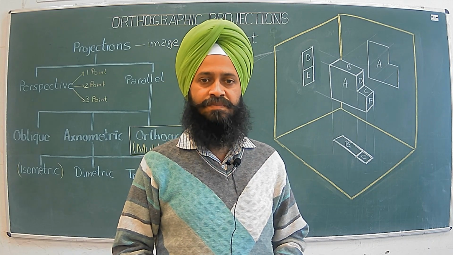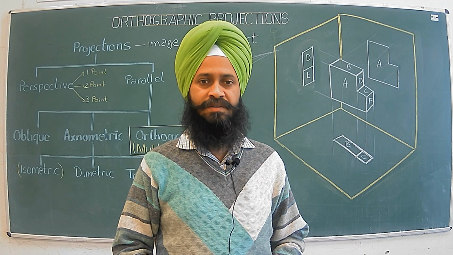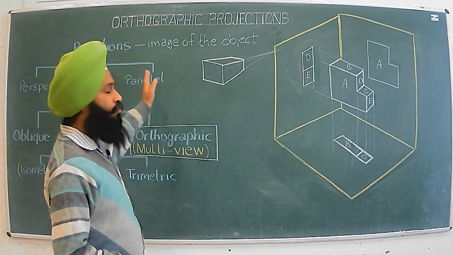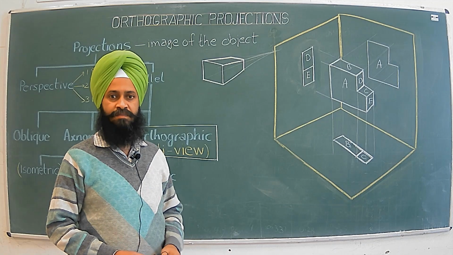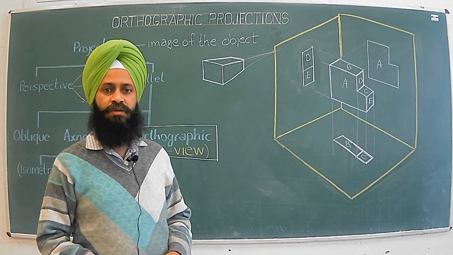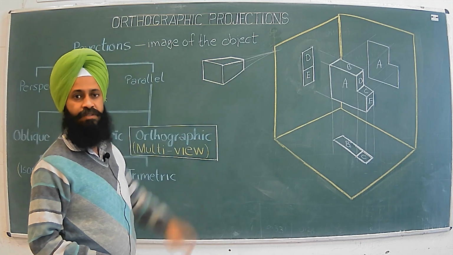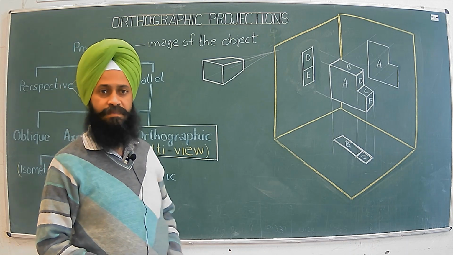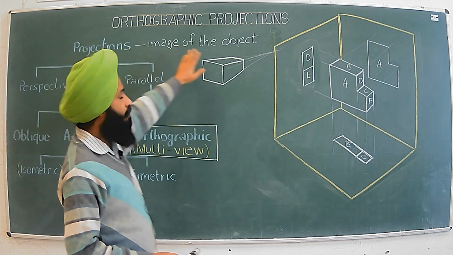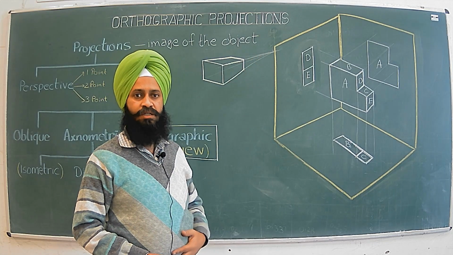Welcome students. Today we will learn about orthographic projections. So projection means to form the image of the object. Whenever we draw an object, it is the image of the object which is drawn on the sheet. So projection means the image of the object which we draw in our drawing on the sheet.